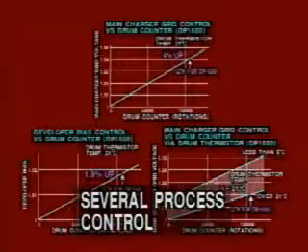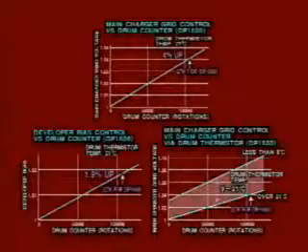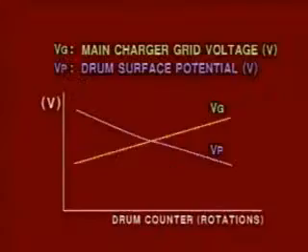Also, various controls are performed for high image reproducibility according to the drum rotation counter and drum thermistor. As the drum is used, the electric potential of the drum surface gradually becomes lower. As a countermeasure against this, the charger grid voltage is raised corresponding to the drum rotation counter.